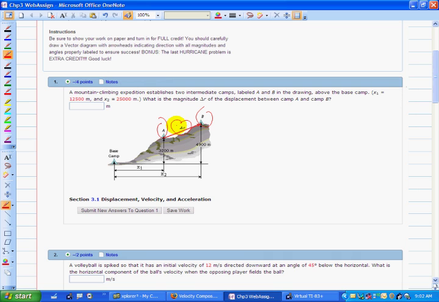So this one is looking at displacement vectors, and we're just trying to figure out the final ascent here, okay? This one's not a traditional 4-step problem. What it is, it's a vector problem. So really everything is done in step 1 right on our diagram, okay? The numbers given are 12,500 meters for your first horizontal displacement for X1. X2 is 25,000 meters. And the question is, what's this hypotenuse between camp A and camp B?